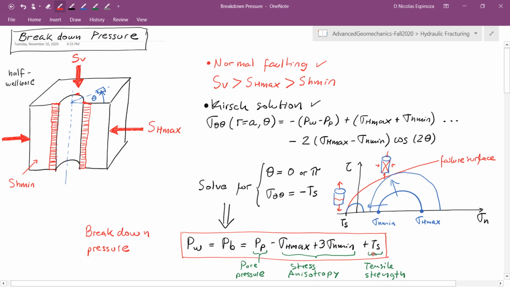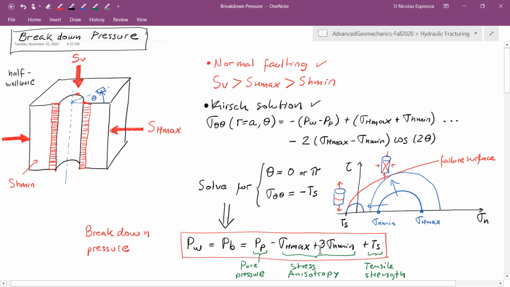And it also makes sense that the tensile strength is going to be an important factor here, because the higher the tensile strength, the higher is going to be the pressure needed to start a hydraulic fracture at this location. Or in this case, let's just keep it and say it is going to be a tensile fracture.